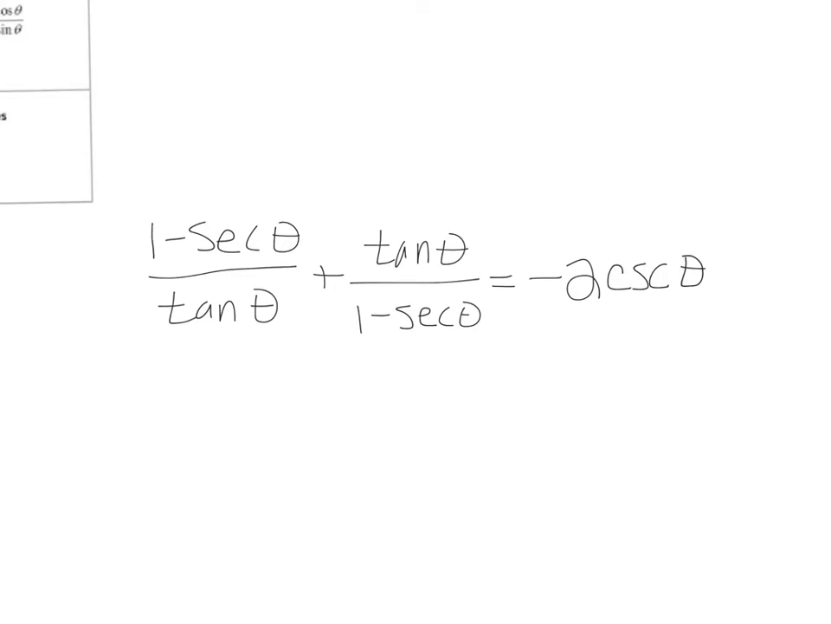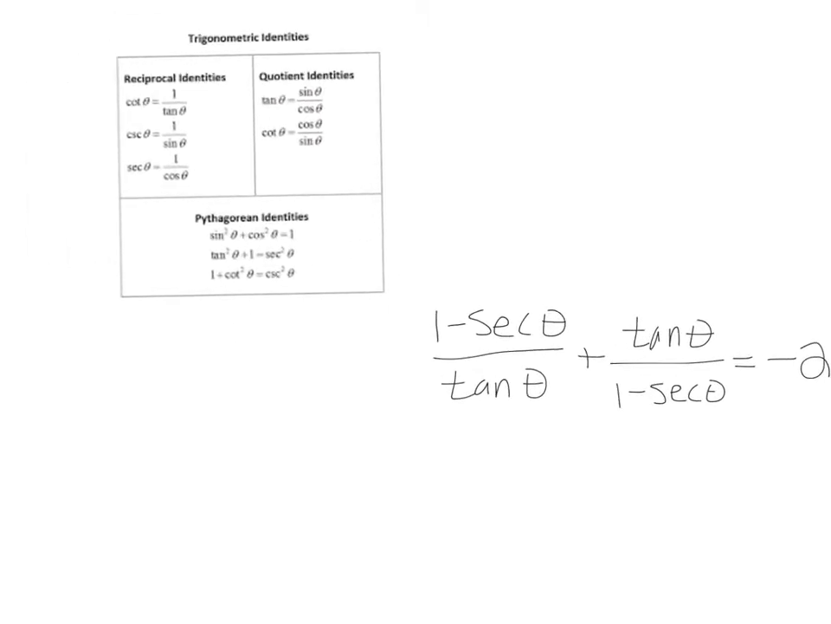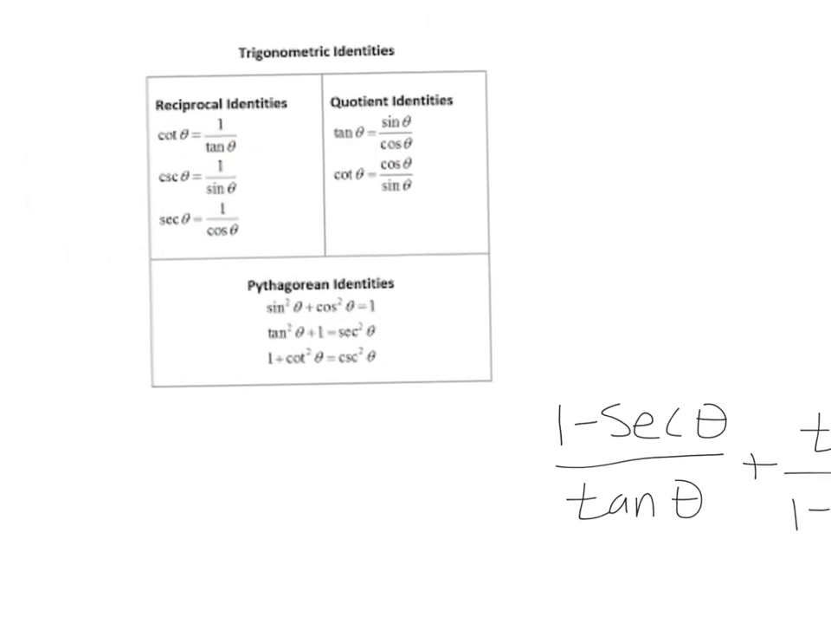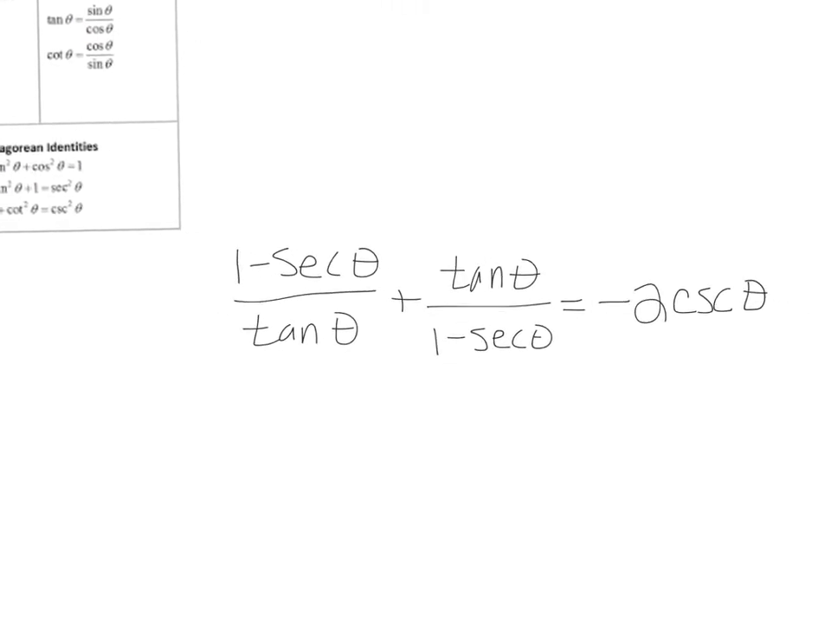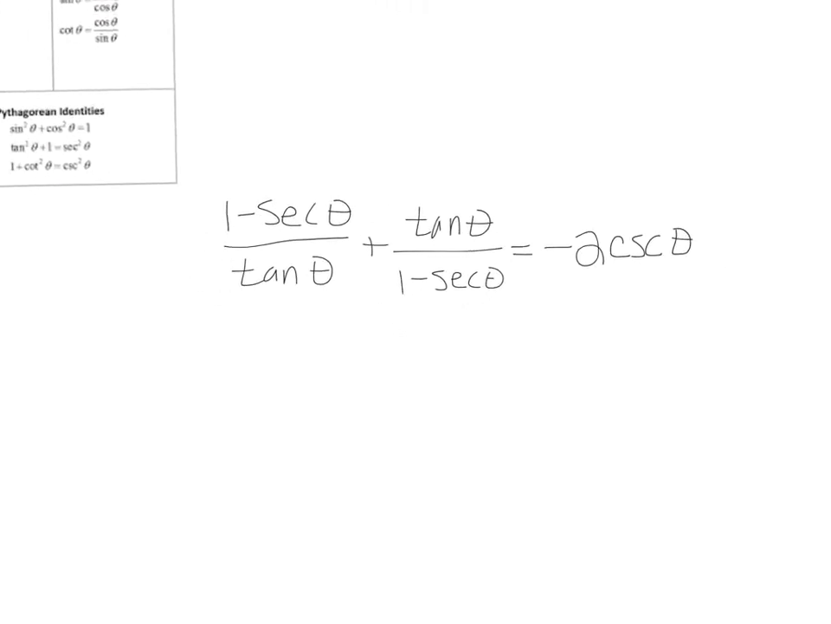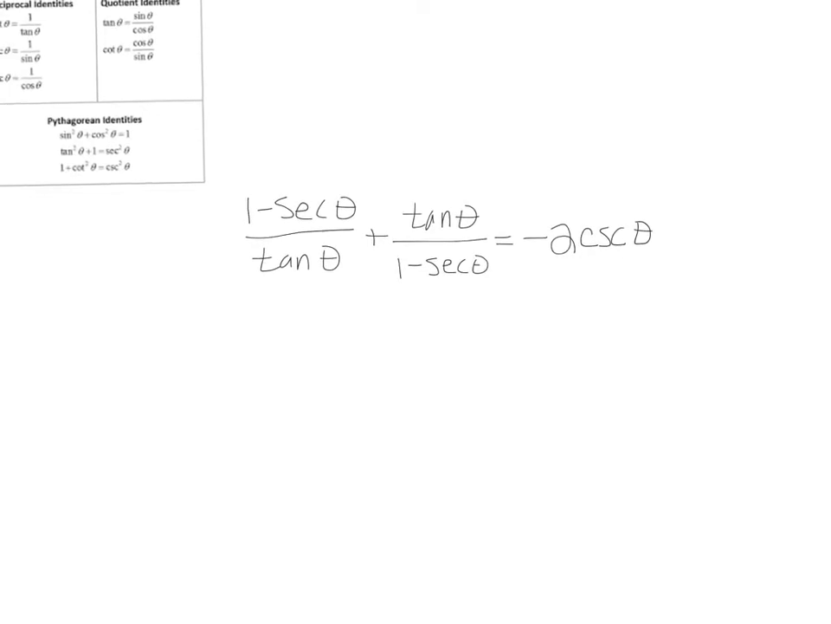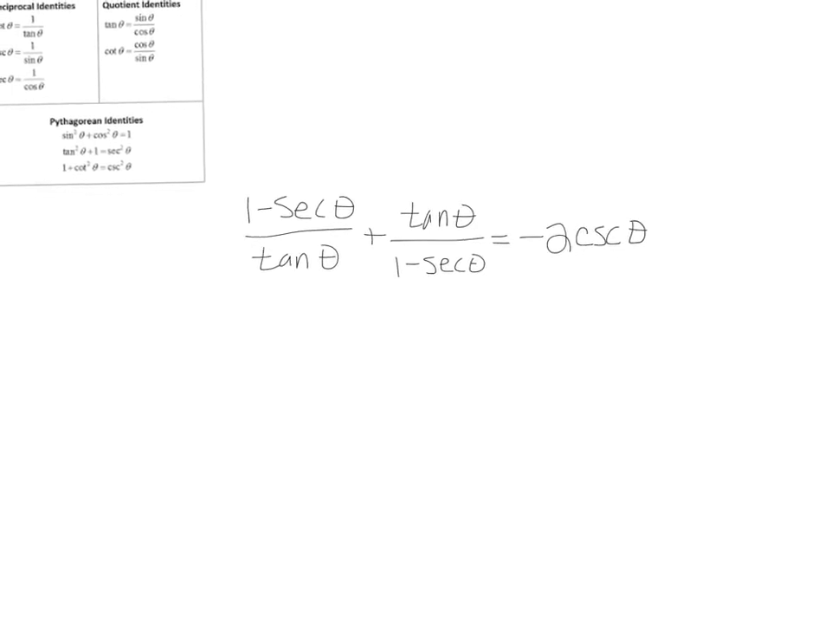Now let me show you which identities we're looking at. We're looking at these right here. We're going to make our life maybe a little more complicated, but then at the end it'll be super simple. Okay, so let's see here. What can I do?